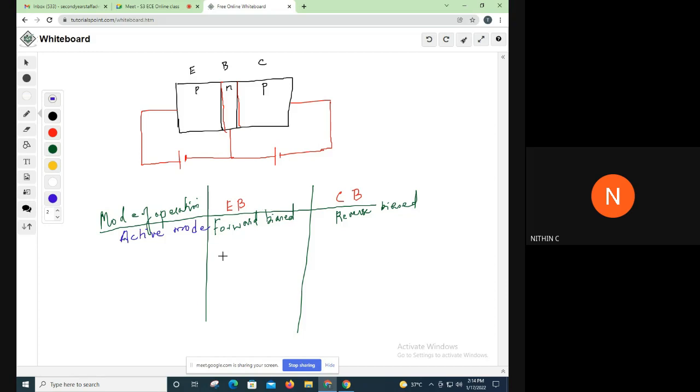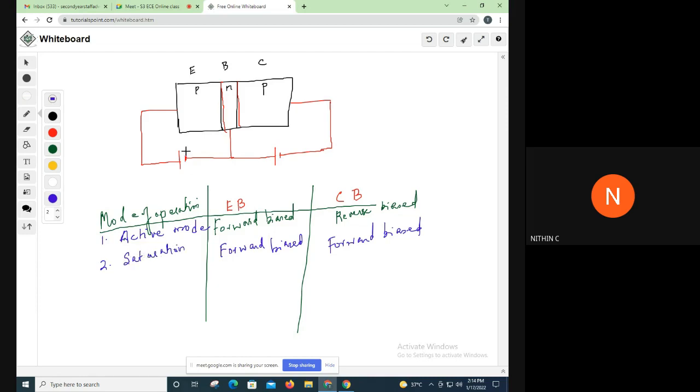So next combination, I am going to take another combination, that is both the emitter base junction and the collector base junction are forward biased. So this will provide us with another mode of operation. This is the first mode of operation. And the second mode of operation, that is when both the emitter base as well as collector base junctions are forward biased, what we get is the saturation mode of operation.